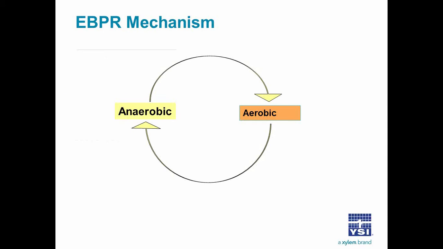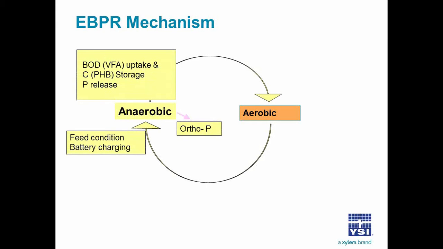Let's take a closer look at enhanced biological phosphorus removal. In an EBPR, an anaerobic zone is required in which bacteria take up BOD in the form of VFAs and build that VFA into something called PHB. And in the process they release ortho-P into the water. This is the feed condition where the battery is charging.